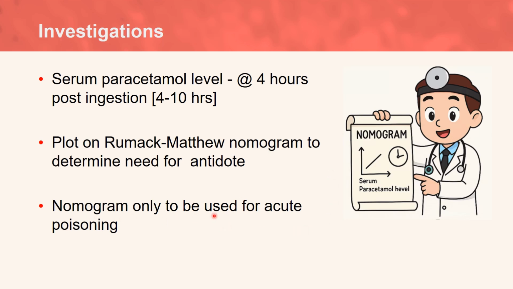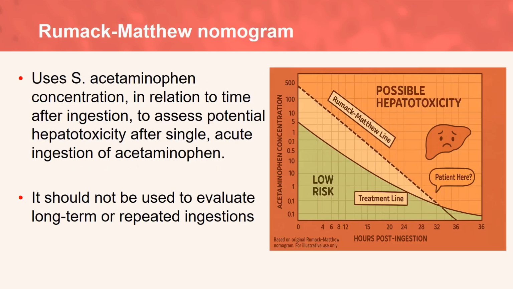This nomogram is only used for acute poisoning and not for the chronic. So now come to the Rumack-Matthew nomogram. It looks like this, where serum paracetamol concentration is plotted in this vertical axis, and then in relation to time after ingestion is seen. So hours of ingestion is plotted in this horizontal axis. This is to assess the potential hepatotoxicity after single dose or acute ingestion of paracetamol.